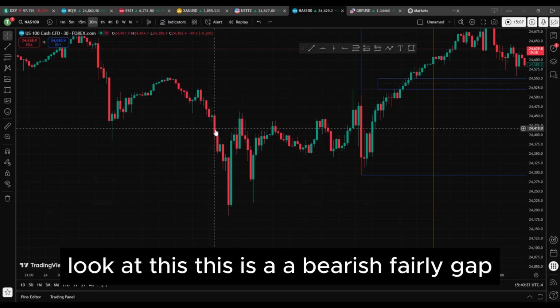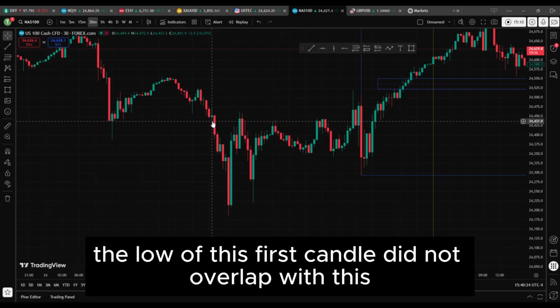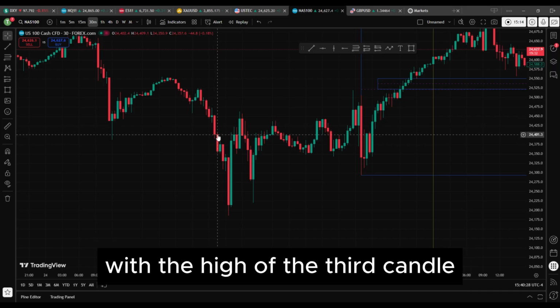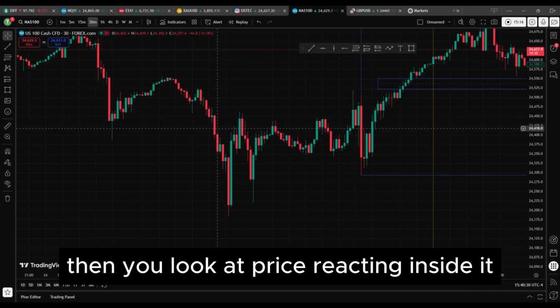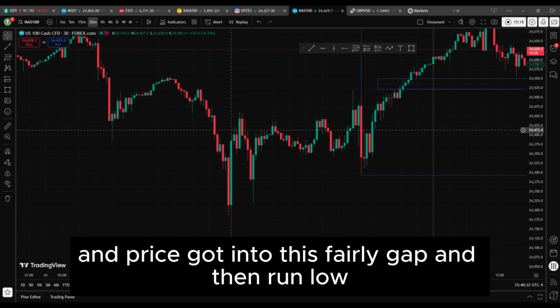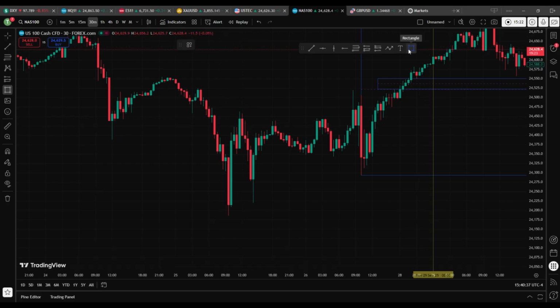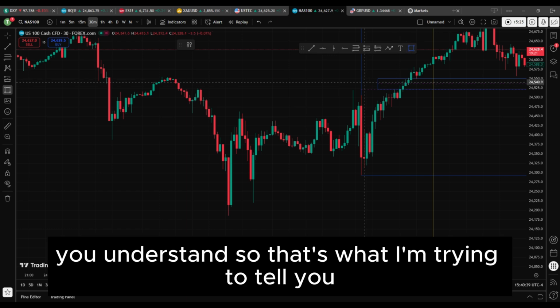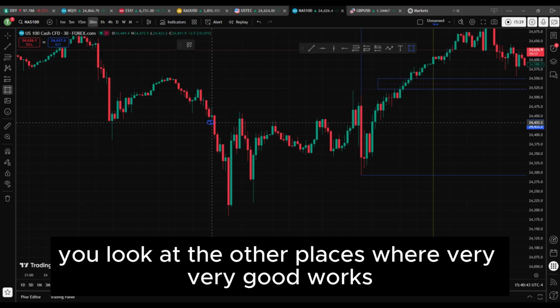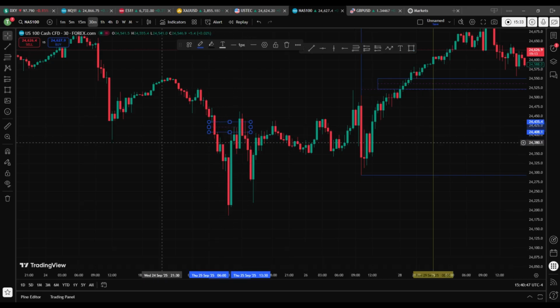Look at this. This is a bearish fair value gap. You see the low of this first candle did not overlap with the high of the third candle. When you look at price reacting inside it, you see price got into this fair value gap and reacted around the low. You understand? So that's what I'm trying to tell you. Look at the other places where fair value gap works.